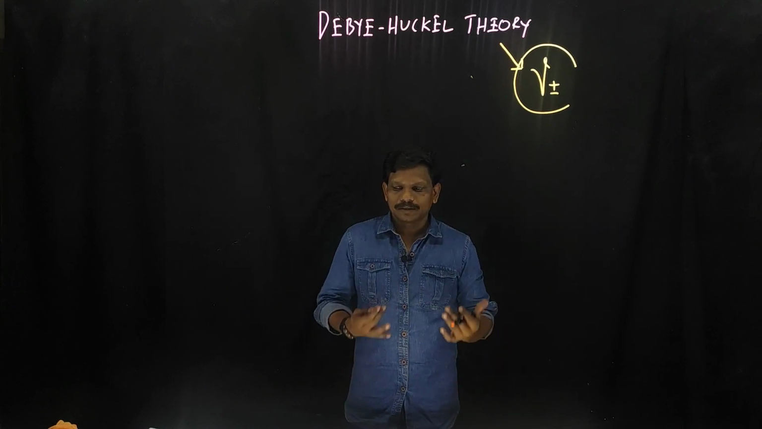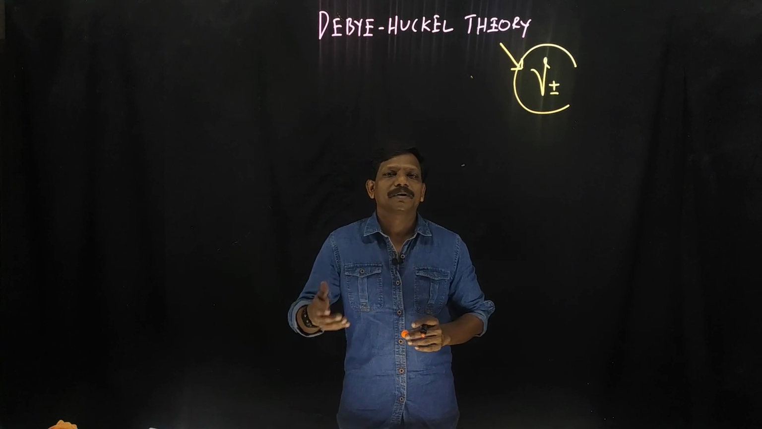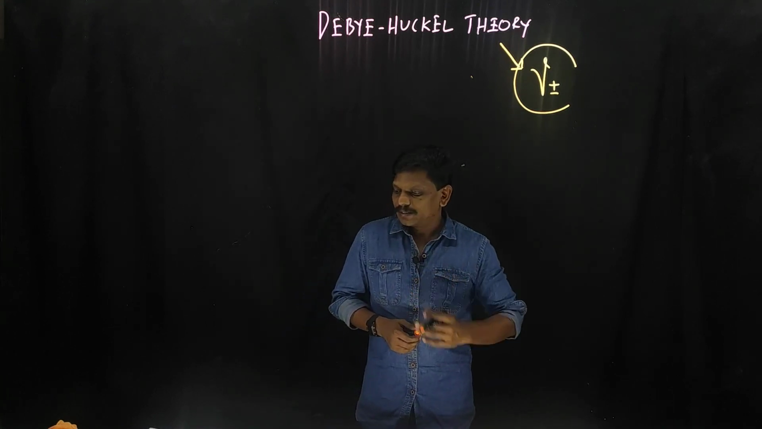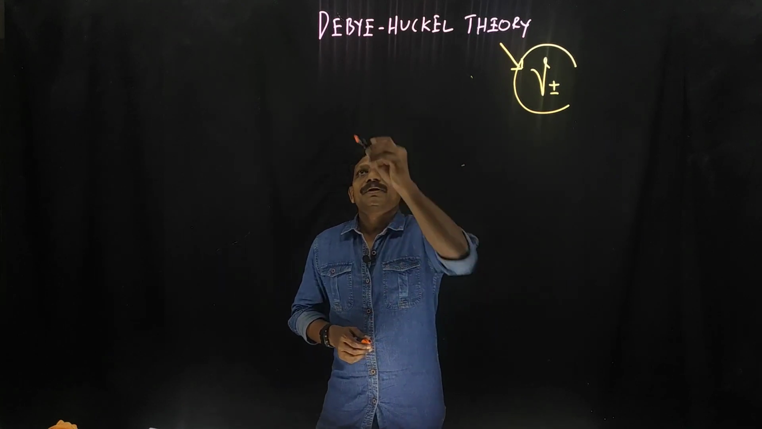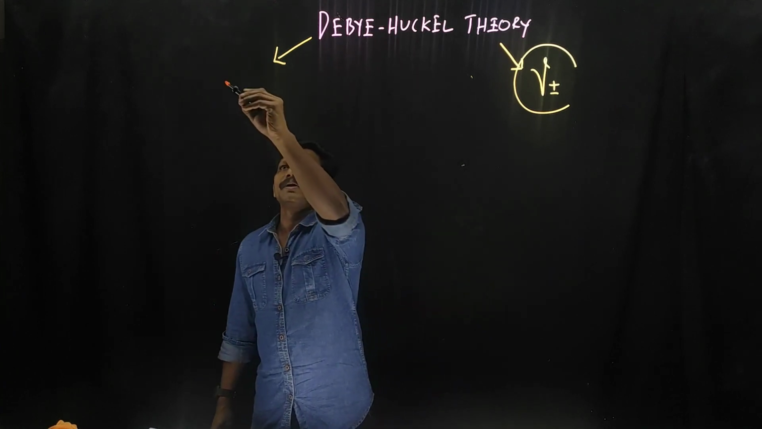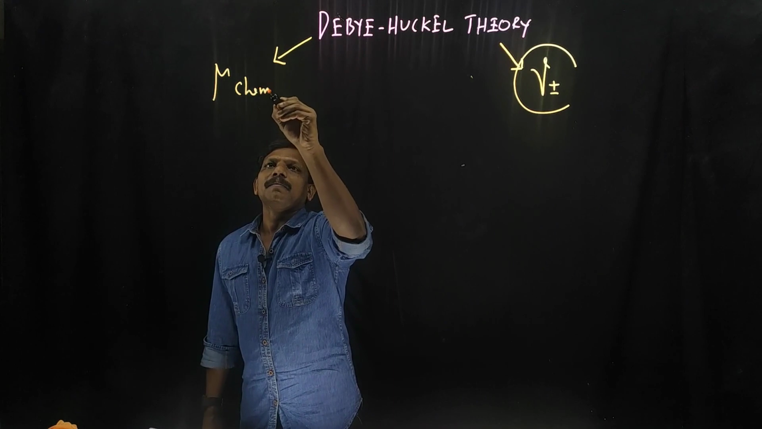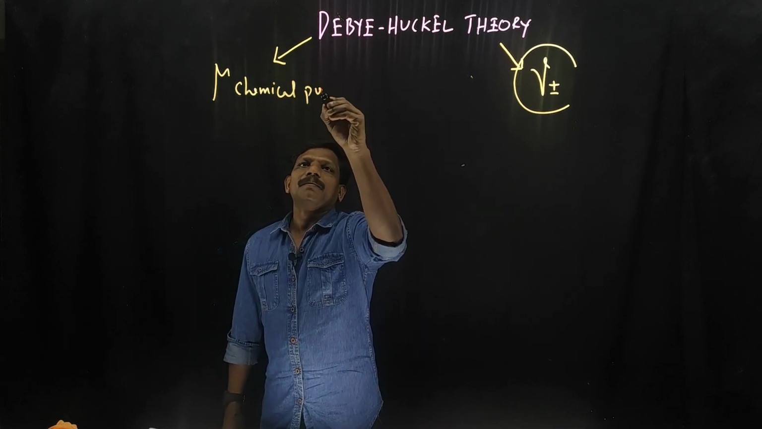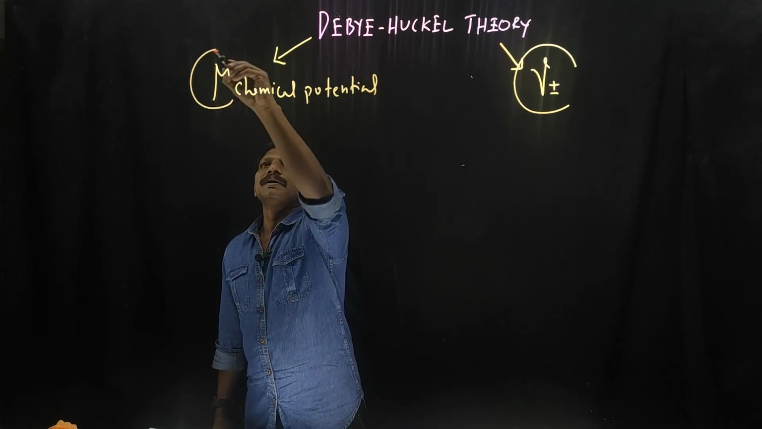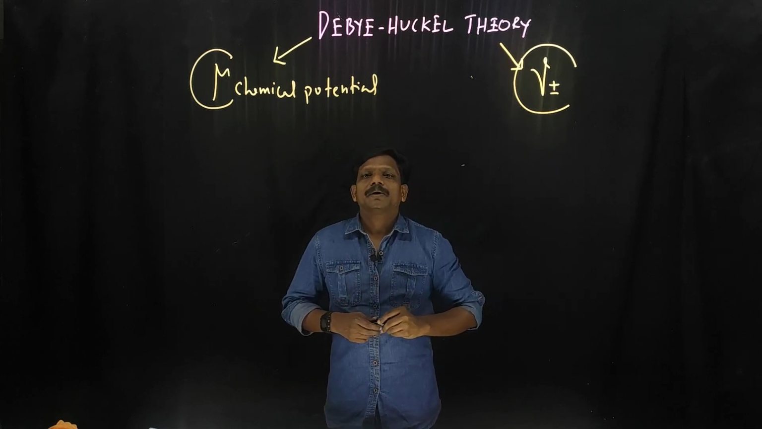So how can we reach the Debye Huckel theory? What is the background of the Debye Huckel theory? That is the thing we are going to discuss today. For that I am taking a very familiar thermodynamic term called chemical potential. You are aware of this thermodynamic term, and it is represented by mu.